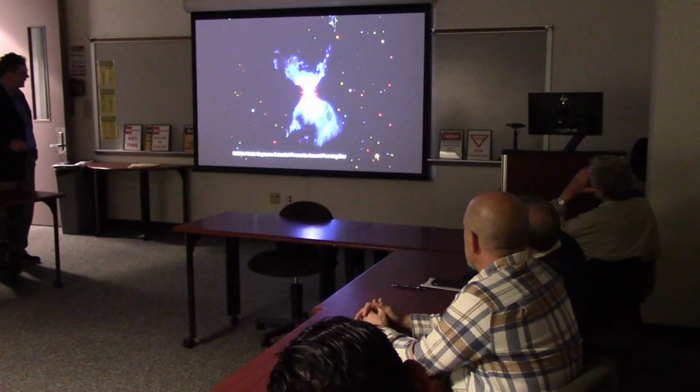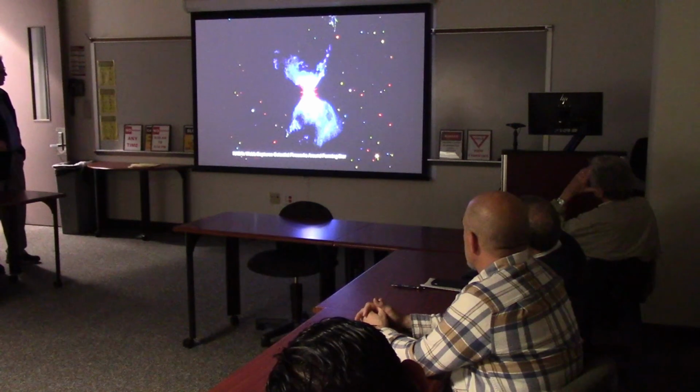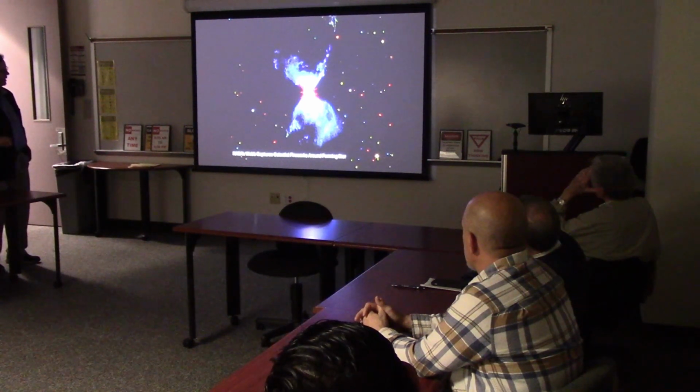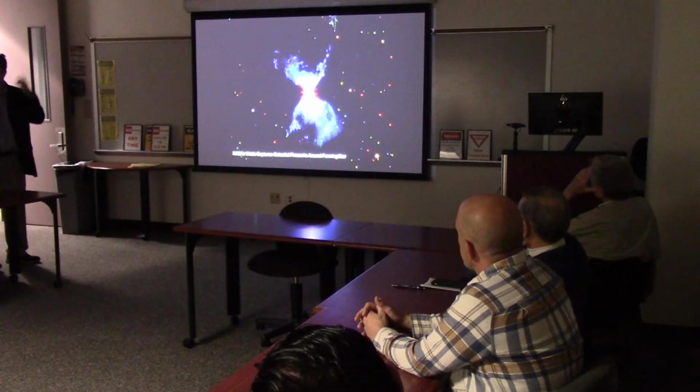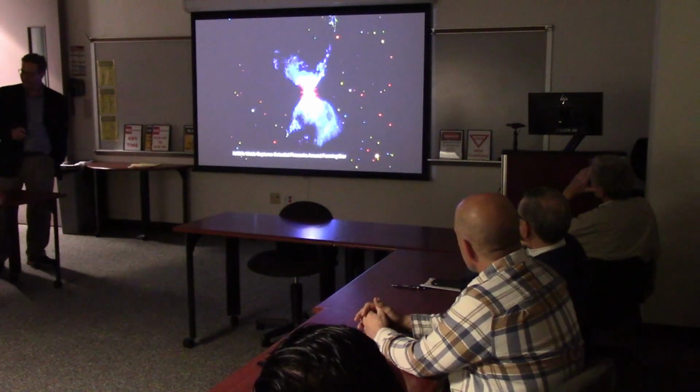But you can see here again, this is a Webb image, the celestial fireworks around a forming star. The star forming is shooting out jets of gas through the poles as it's forming.